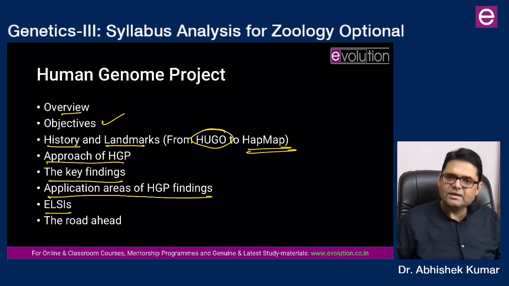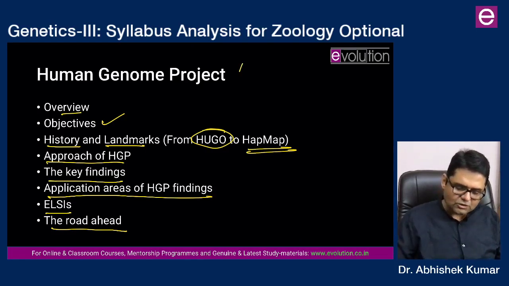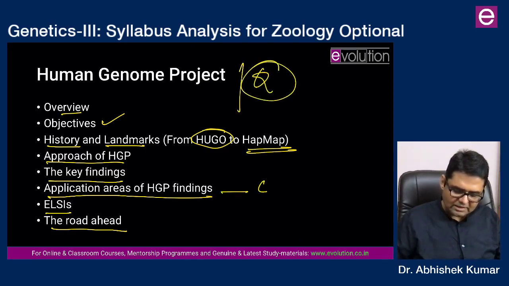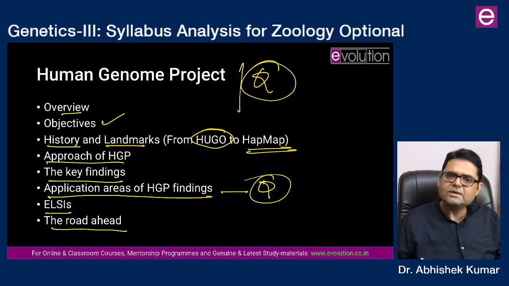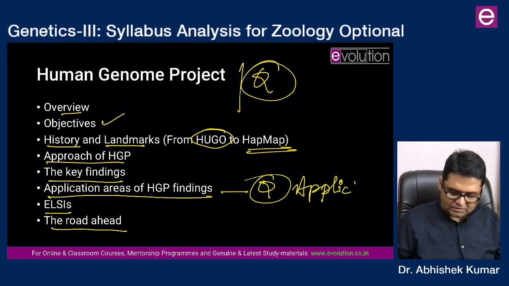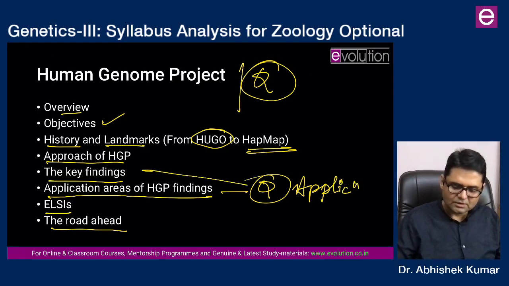What are the ethical, legal, and social issues arising from the Human Genome Project? And finally, what are the further projects which are being planned or which are already being carried out after the Human Genome Project? So on the Human Genome Project, you generally have a direct question, plus there has been a short note on findings of the Human Genome Project and its applications. So these two have also been asked as a short note.